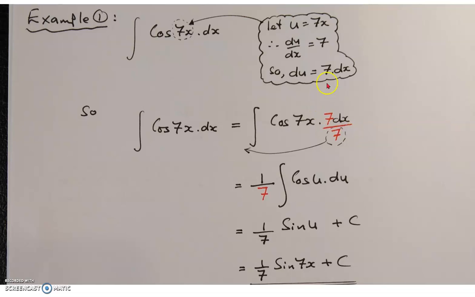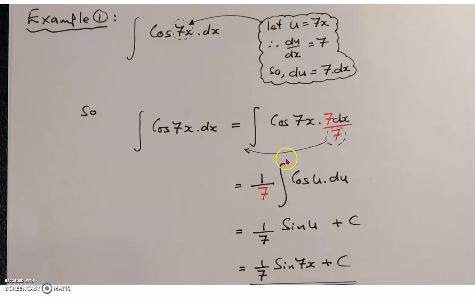Now, if I pre-multiply this dx by 7, which I've shown you here in red, then I will have altered the value of the integral. So I've got to keep the value of the integral the same, and the only way I can do that is to divide by 7 at the same time. So bring that 7 in front of the integral sign. There it is, 1 over 7.